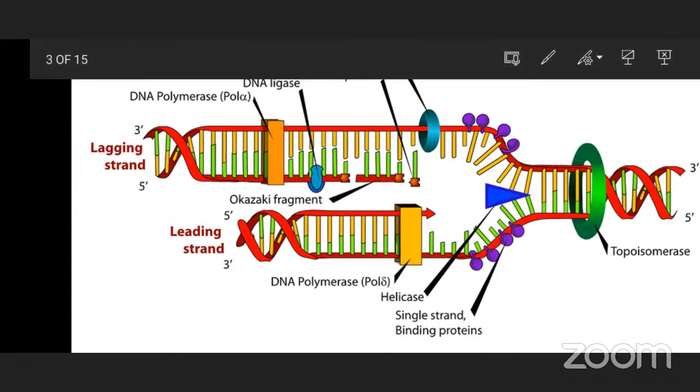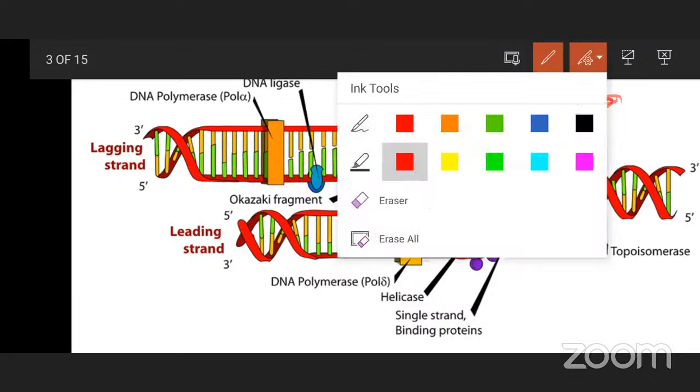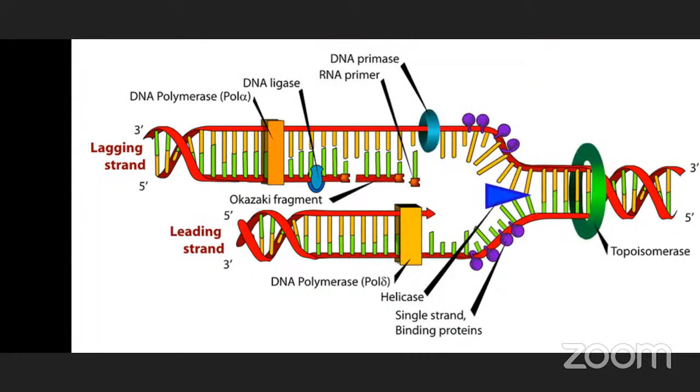DNA replication is initiated at a specific site. That site is called the ori site. Ori site means origin of replication. DNA replication begins at this specific site. The ori site differs from one organism to another organism.